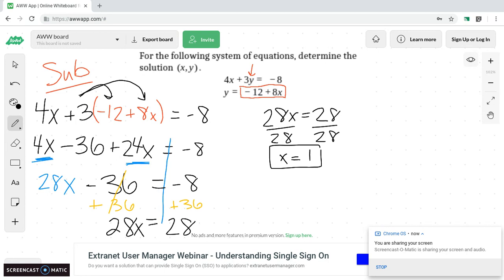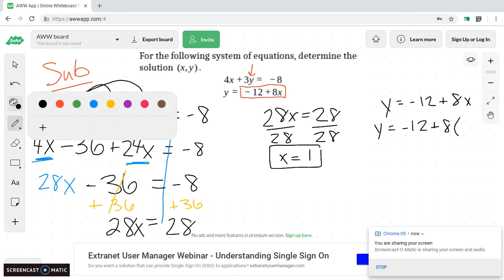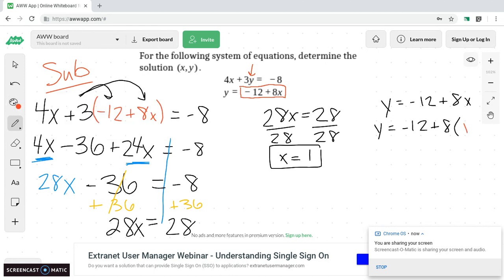So to find y, we need to choose one of our equations. It doesn't matter which one we choose. I think the bottom one looks easier. So I'm going to choose the bottom one. So we have y equals negative 12 plus 8x. But we know that x is 1. So what we're going to do is we're going to plug in 1 for that x. So we're going to have plus 8, but instead of x, we're going to plug in our number 1. Okay, so from right here. And that goes in parentheses. The x comes out. The 1 replaces it.